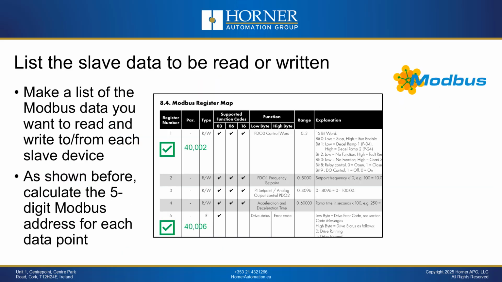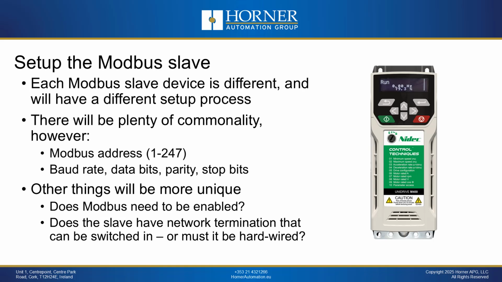Now we are going to make a list of all the different Modbus addresses that we want to read. We have wired up the network, we have figured out the data we are interested in and the 5-digit format. Now it is time to set up the slave device so we can talk on the Modbus.